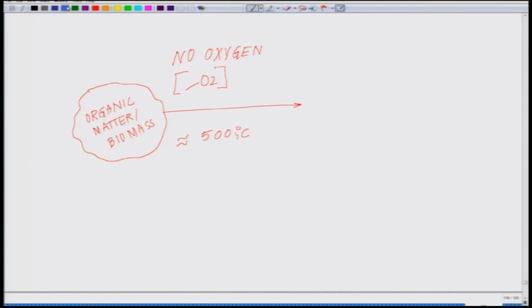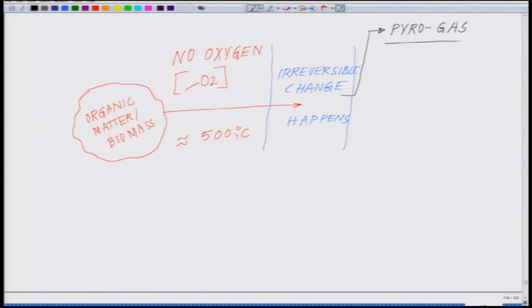Irreversible change takes place. So, you cannot really go back. Irreversible change occurs in the phase of the matter, and this irreversible change leads to generation of multiple products. There is something called pyro gas. Okay. This is the gas which is liberated.